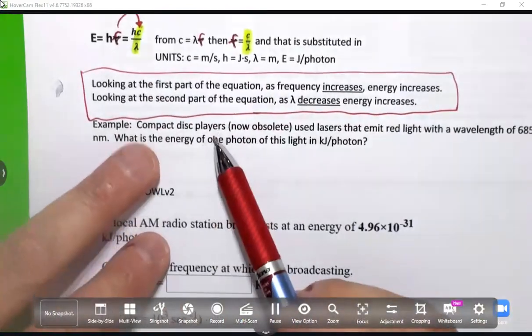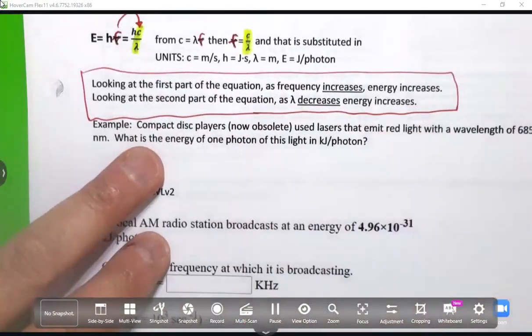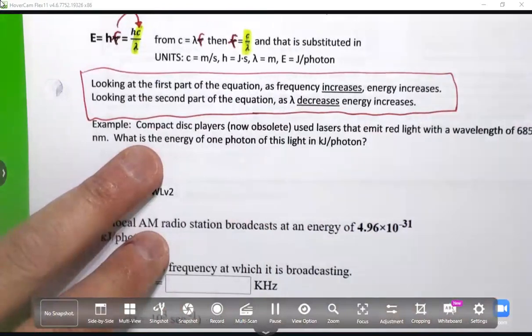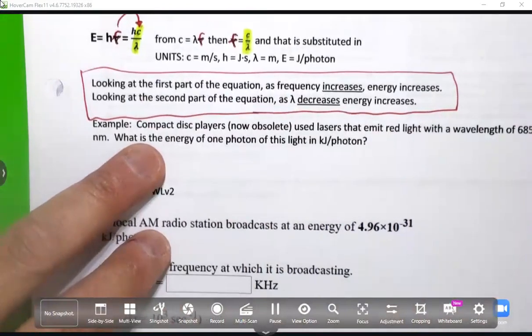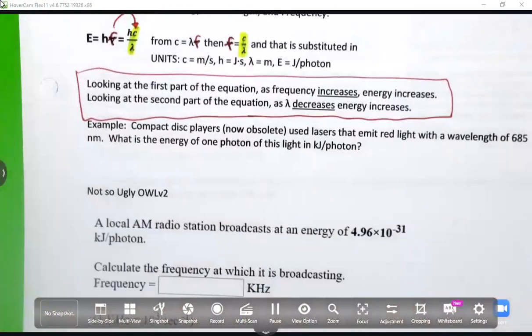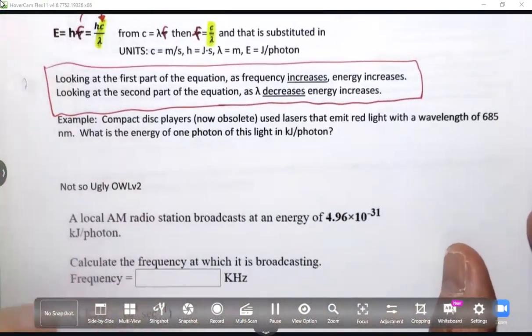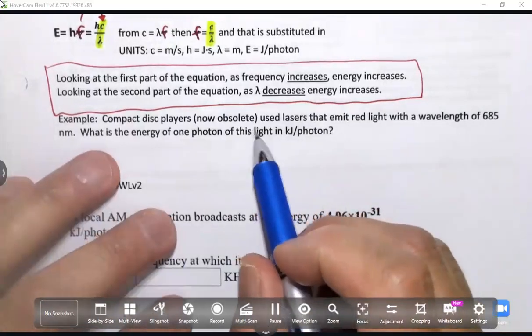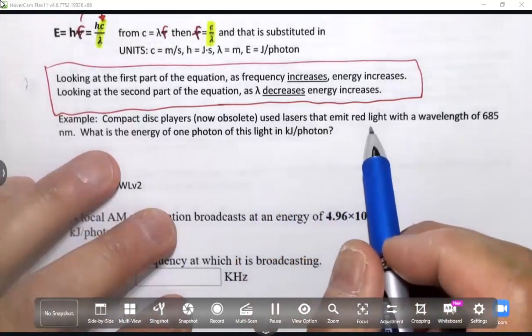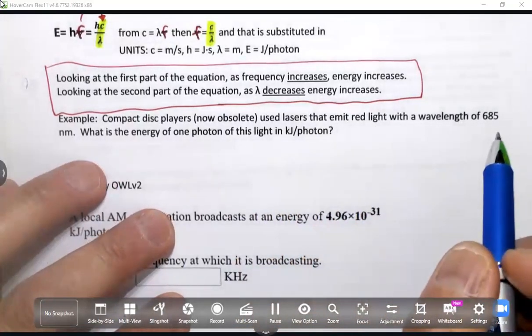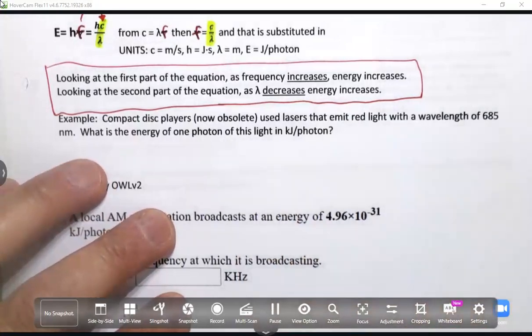All right, compact disc players, now obsolete. I'm sure all of you in here have seen a compact disc before, hopefully. Probably even a VHS tape if you're really ancient. That compact disc player uses lasers that emit red light with a wavelength of 685 nanometers.